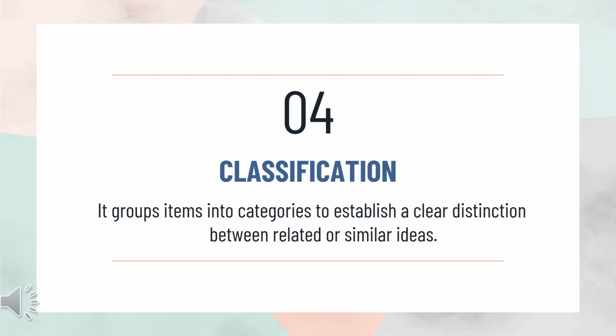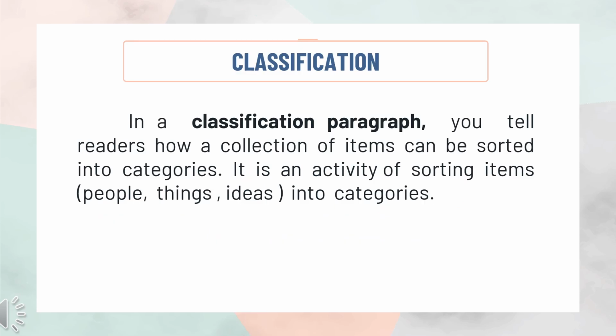In classification, we group items into categories to establish a clear distinction between related or similar ideas. In a classification paragraph, you tell readers how a collection of items can be sorted into categories, and it is an activity of sorting items, people, things, and ideas into categories.